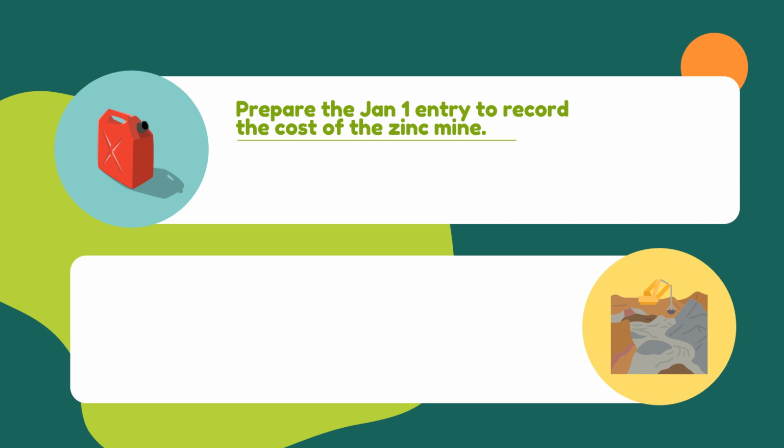So let's prepare the January 1st entry to record the cost of the zinc mine. Remember, we are going to be recording this at the cost plus any expenditures necessary to acquire it and prepare it for use. So for the zinc mine, this included $750,000 for the cost plus the additional $100,000 in costs to access the mine for a total of $850,000, and we will credit cash for this.